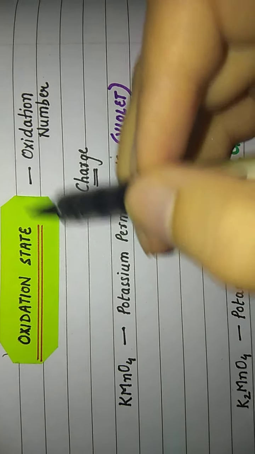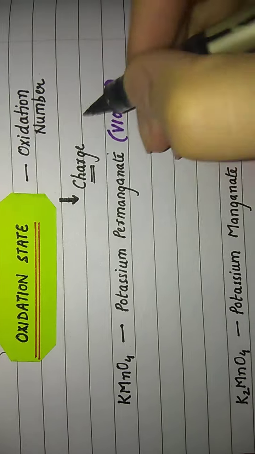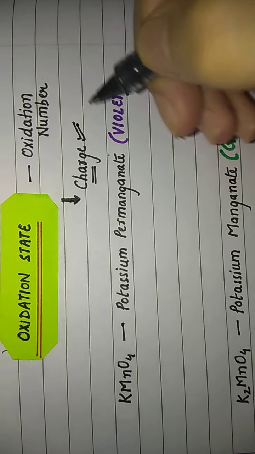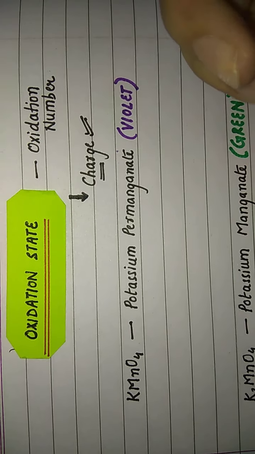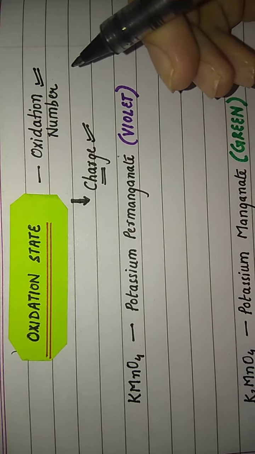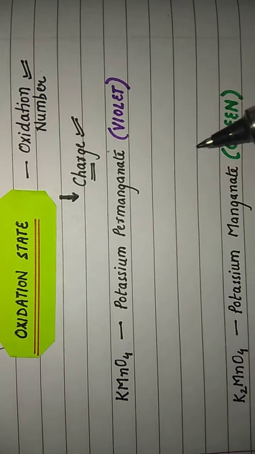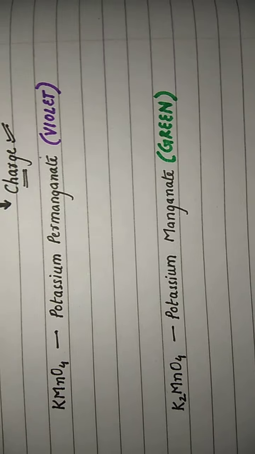Oxidation state. Now, what is the meaning of oxidation state? Oxidation state is the effective charge. It is the effective charge exhibited by a particular atom in a compound. It is often called the oxidation number also. Okay, so let us see how we can calculate the oxidation state of a particular element present in a compound.